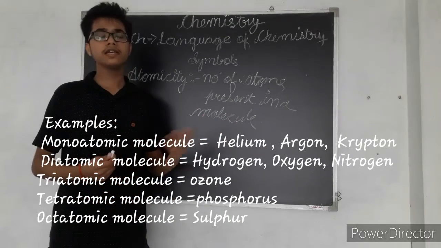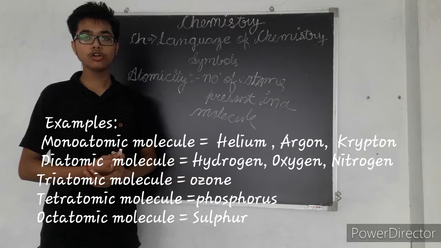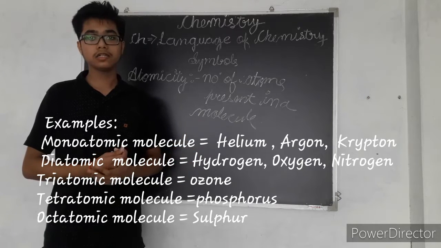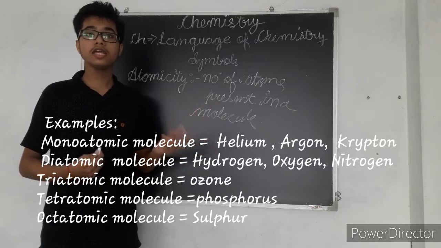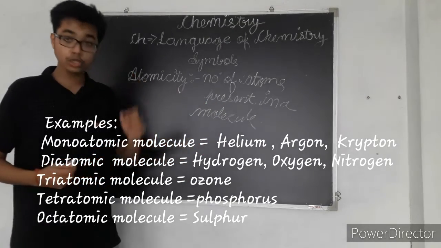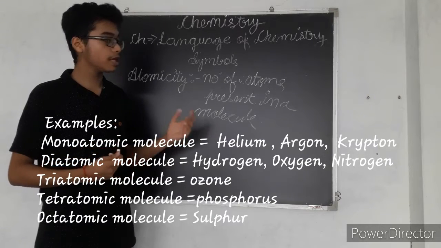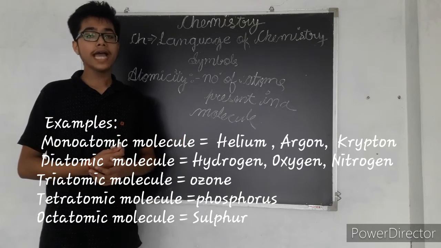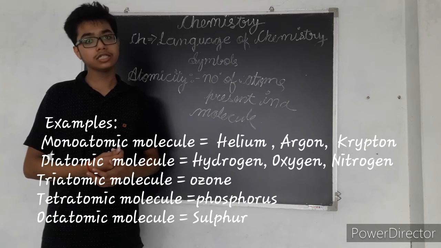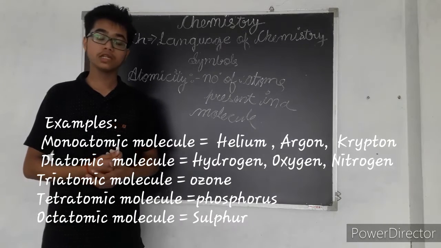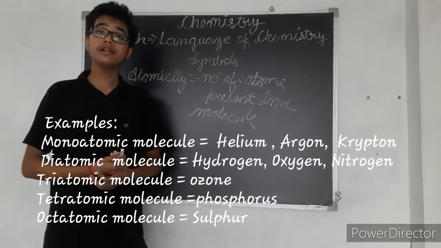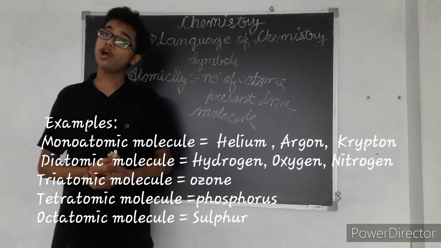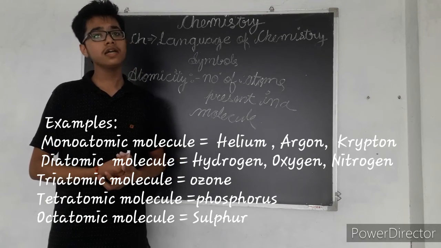So let us discuss the examples. Monatomic: all the noble gases like helium, krypton, neon have only one atom in their molecule, so they come under monatomic. Diatomic are nitrogen, hydrogen, oxygen. Triatomic examples are those which have three atoms. Ozone is the example of triatomic, phosphorus is the example of tetraatomic, and sulfur is the example of octaatomic.